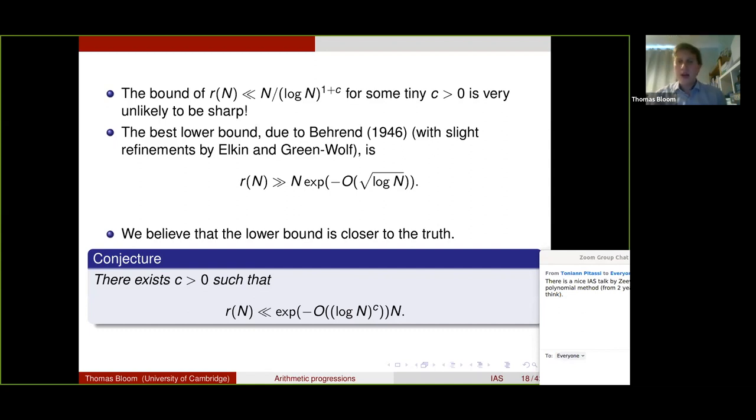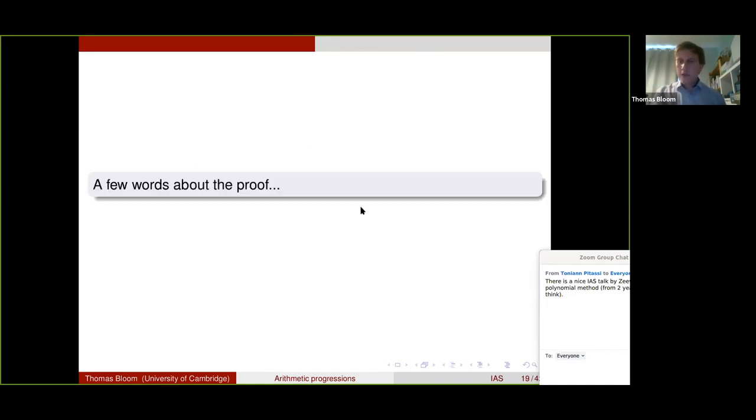But definitely, r of n is better than n over any arbitrary power of log n, right? So it's definitely much smaller than n over (log n) to the 100, for example.